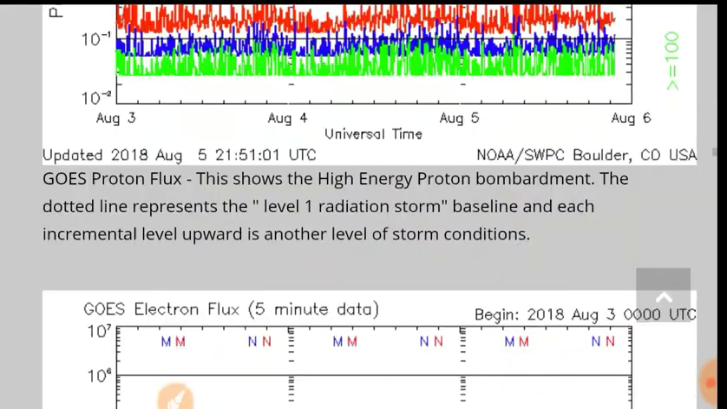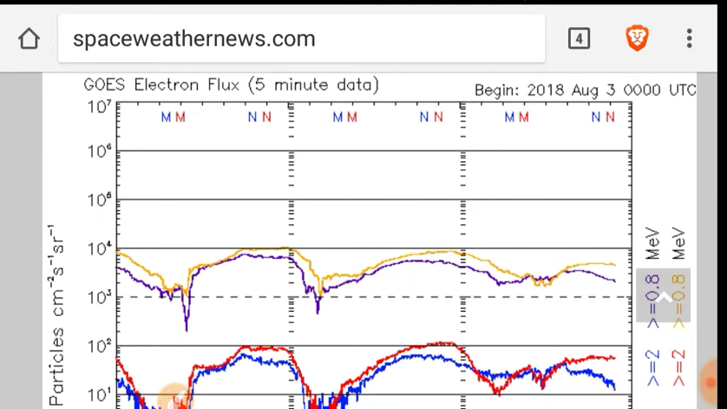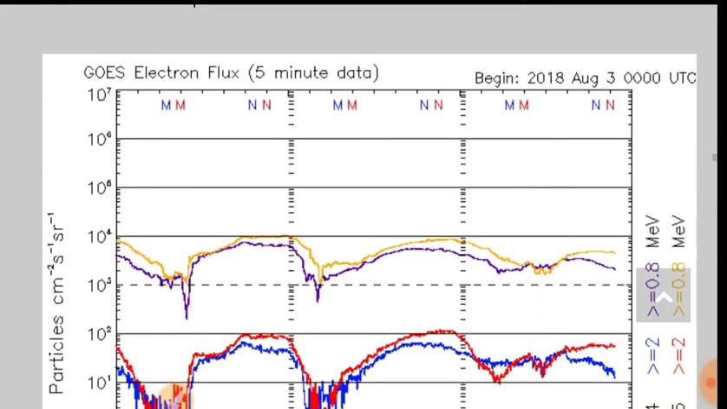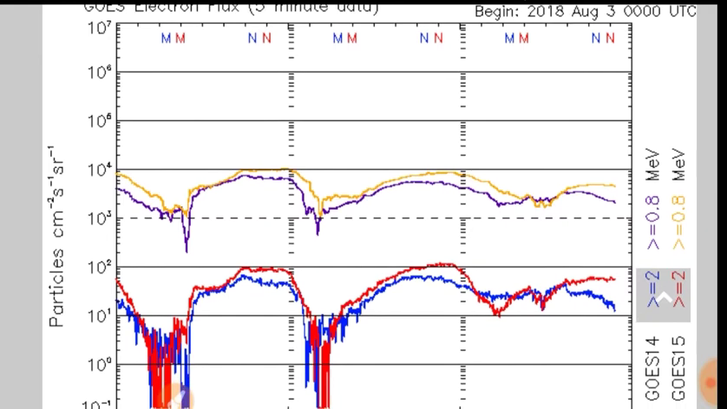Let's look once again at the electron flux. Keep this in mind. There you go. Now, we haven't had the electron flux cross itself 5 times in one day for several weeks. Consider that when predicting earthquakes.